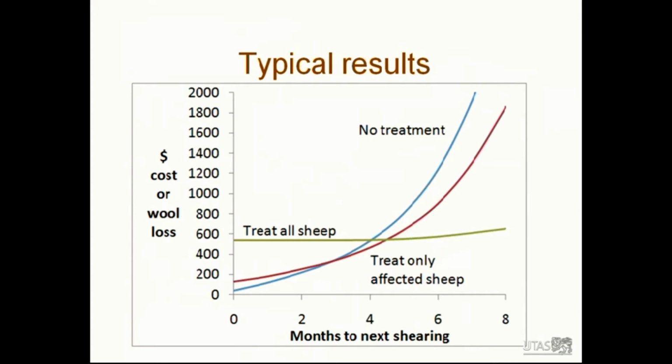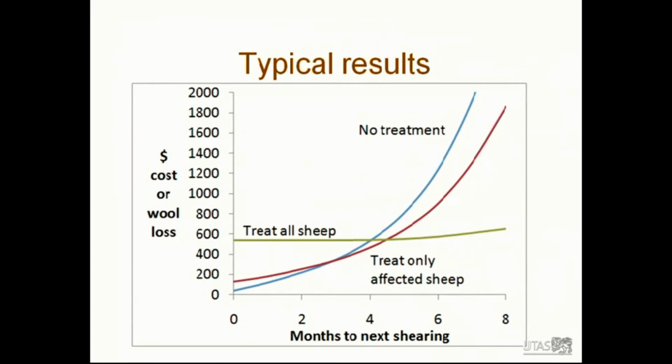Now, the sort of results we get after we use this type of model: supposing we've got a flock of sheep and there's a certain proportion of the flock showing signs of wool damage, if you look at just this blue line initially, this is what happens if we don't do any treatment for the sheep. This is how long we're going to wait until we shear these sheep. This is the dollars we're going to lose on these sheep.